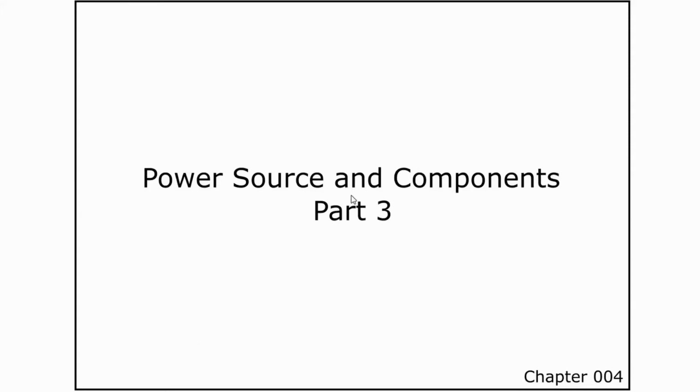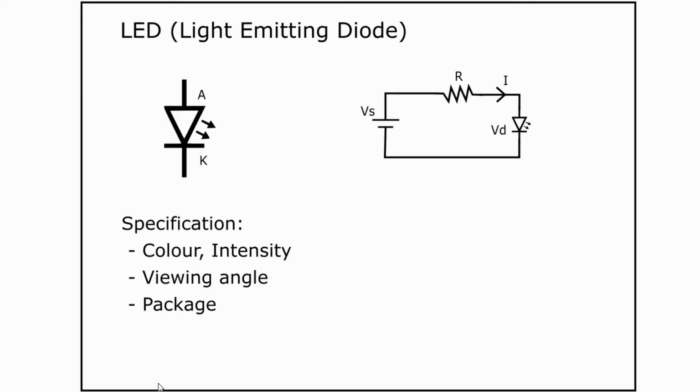Today let's talk about a few more components. Let's have a look at LEDs. LEDs are light emitting diodes. You might have seen LEDs in a lot of different applications, ranging from indicators to bulbs to tube lights. LEDs are basically diodes which emit light when there is a current passing through them. With these LEDs, you will be designing your first circuit today.